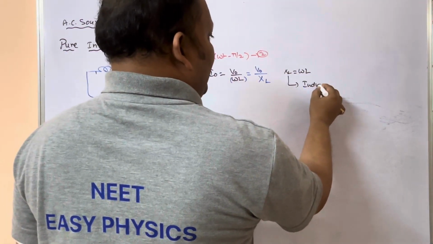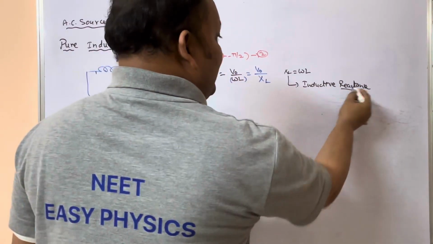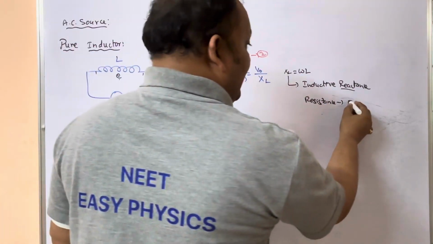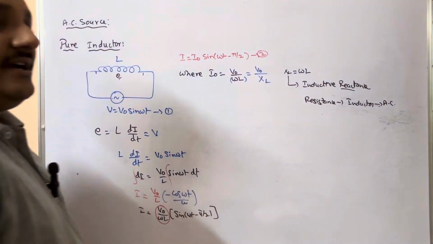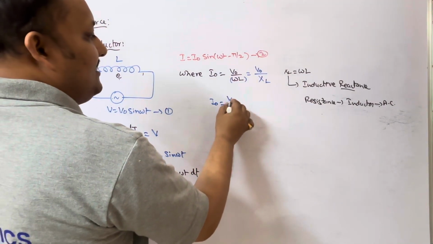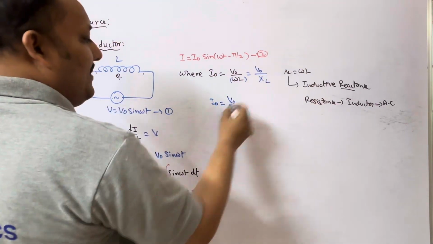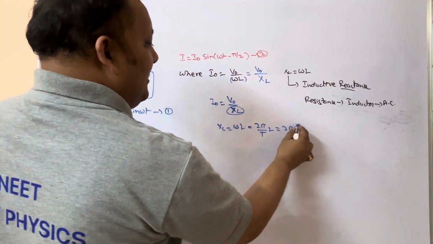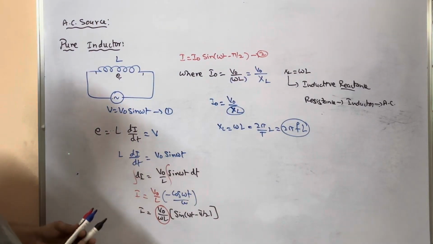XL is called inductive reactance. So the resistance offered by the inductor to the flow of AC, alternating current, we will call inductive reactance. Therefore, I naught is equal to V naught by XL. So what is XL here? Omega L. What is omega, we came to know? 2 pi by T, or 2 pi f. F is nothing but the frequency of this alternating current.